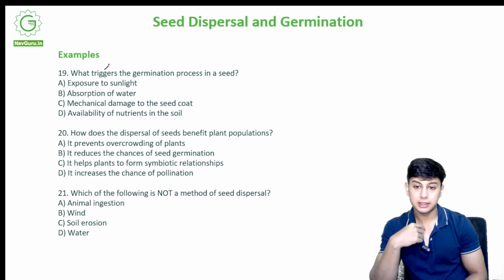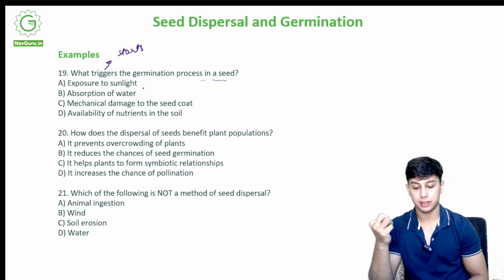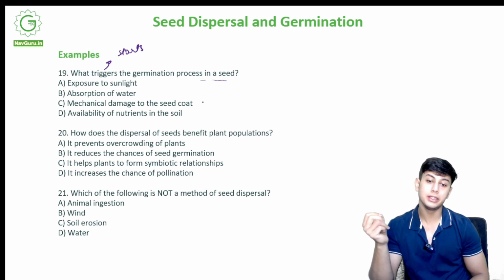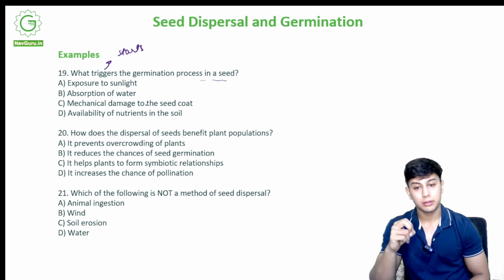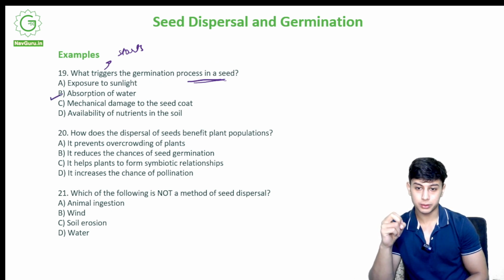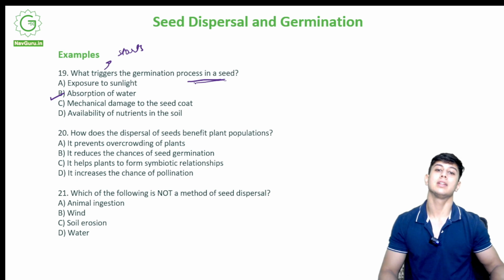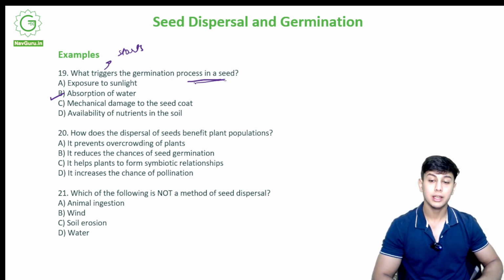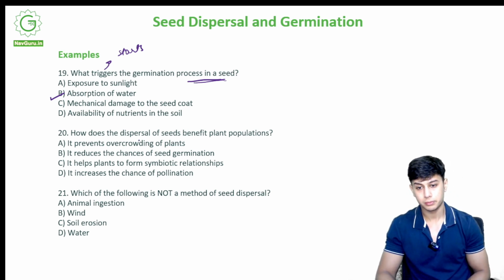What triggers, means starts, the germination process in the seed? Is it exposure to sunlight? Is it absorption of water? Is it mechanical damage to the seed coat? Is it the availability of nutrients in the soil? Do not be confused, it is absorption of water. The first step in germination is absorption of water. If there is no water, germination will not start. Okay, the correct option is absorption of water. That is what starts germination.